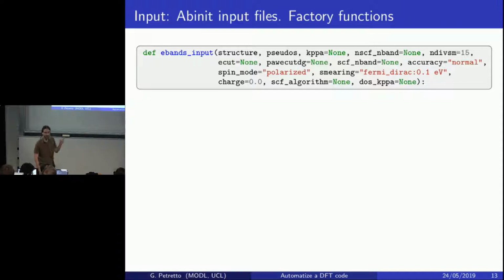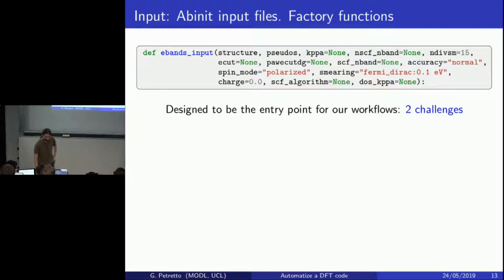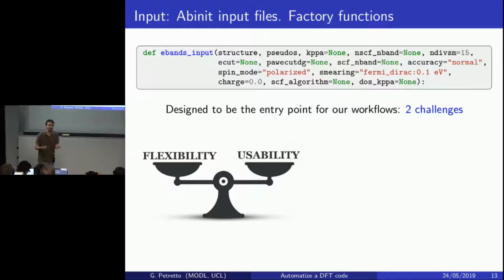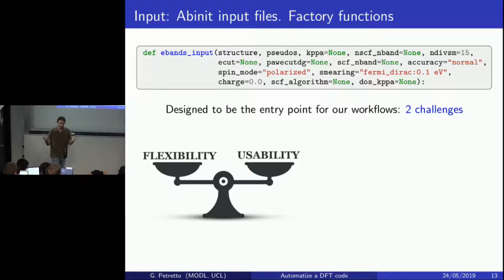So in particular, this is an example of a factory function, and you can see the only compulsory values are the structure and pseudopotential, and then there are several values that can be set. So this is good, but it already brings me to two main problems that one has to deal with. One is the balance between the flexibility that you want to have, I want to do all kinds of calculations, and the usability of the interface that you develop.